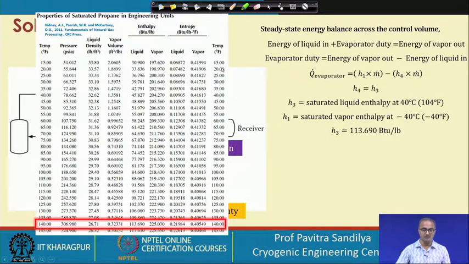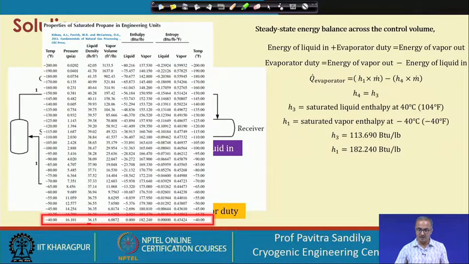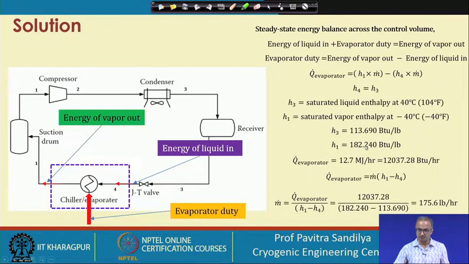From here we find the enthalpy. Sorry, this is the liquid enthalpy we are taking, 113.690, as the liquid enthalpy from this table, and at minus 40 degrees Fahrenheit we are taking the vapor enthalpy to be 128.240. So, we are reading these values and putting them over here.